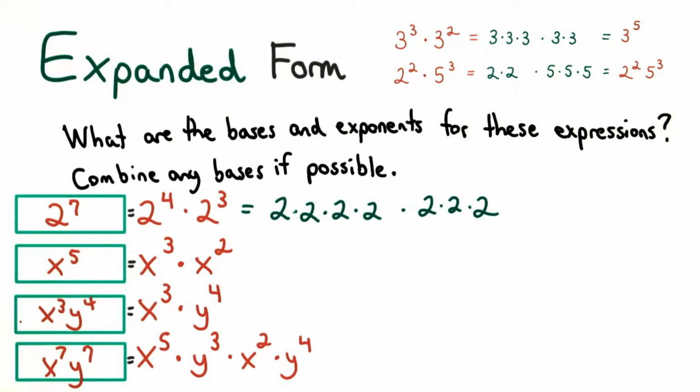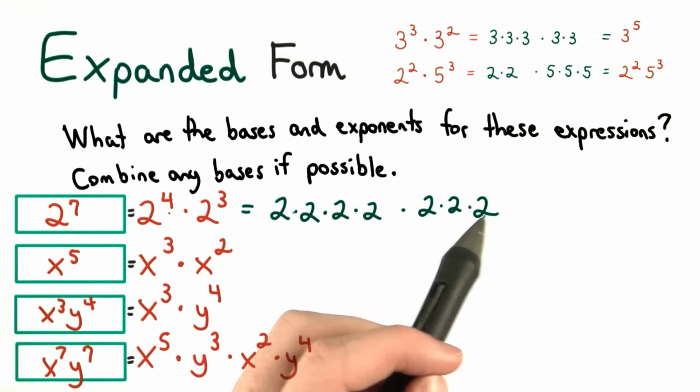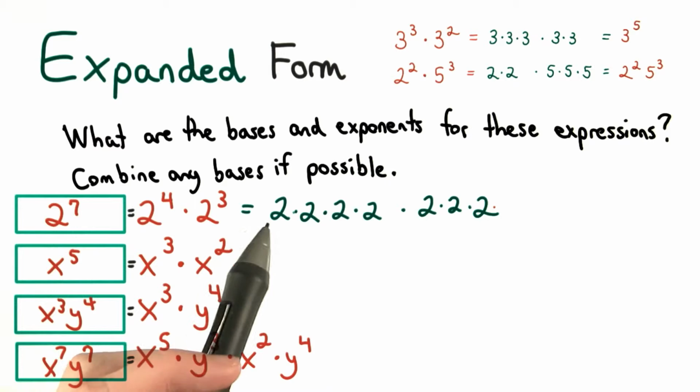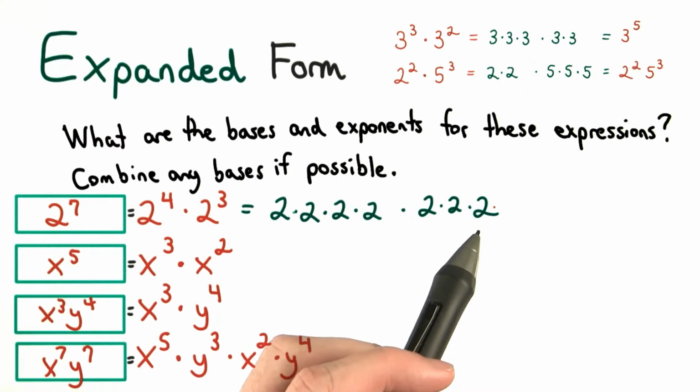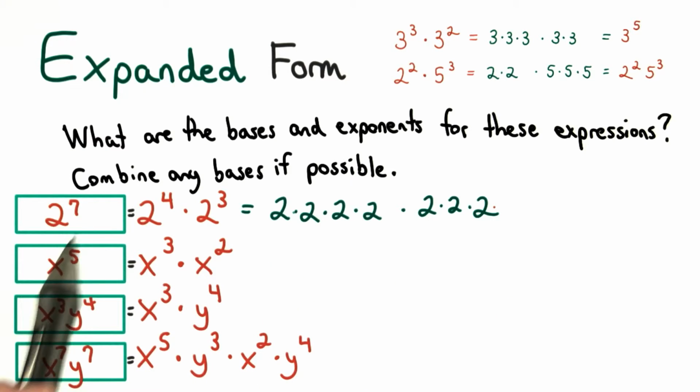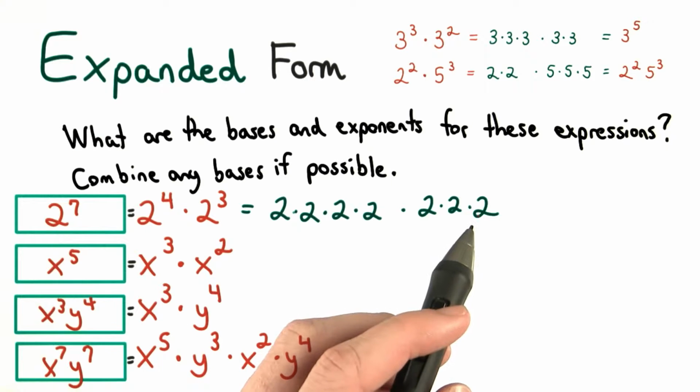If you got these answers, excellent work. This would be the expanded form for the first problem. We have 4 2's and 3 2's. So altogether, I would have 2 to the 7th. I have 7 2's multiplied together.